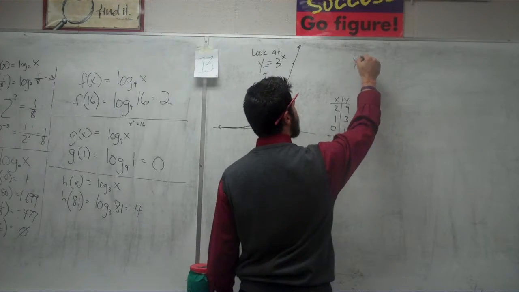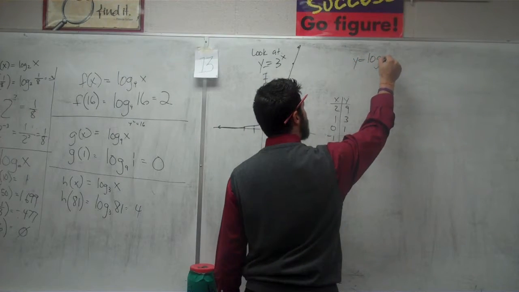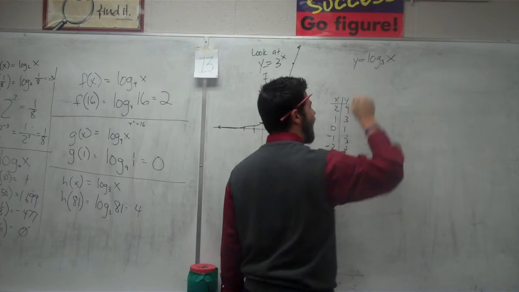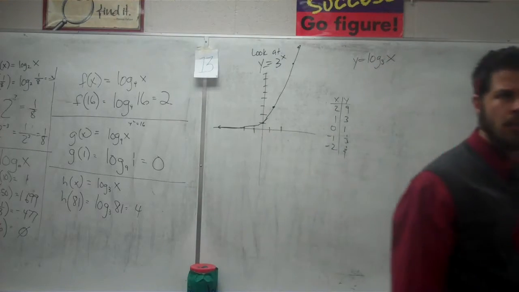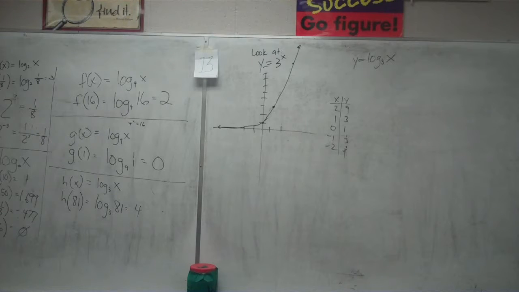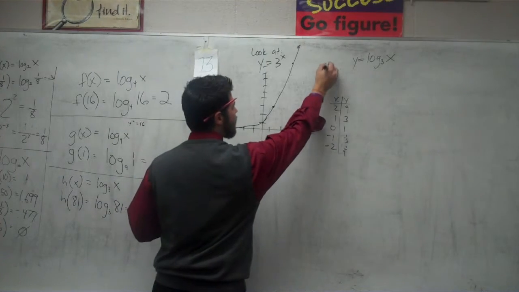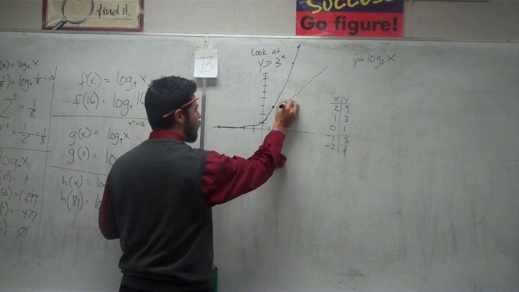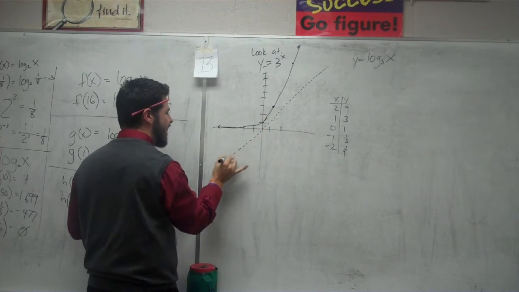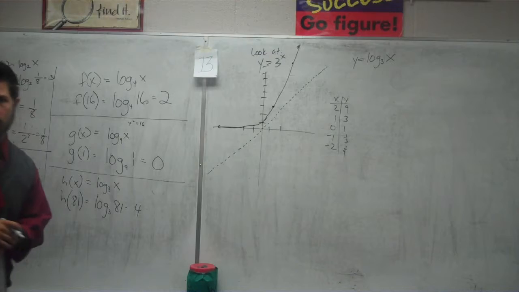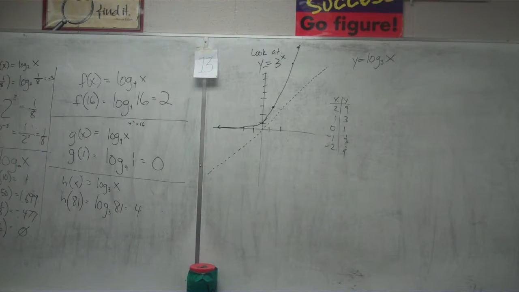What does log base 3 of x look like? I want to put it on the same graph. What is it going to look like? I want you to take this diagonal line through 1, 1, and 2, 2, and 3, 3, and 4, 4, and 10, 10, and negative 7, and 0, 0. It's called the y equals x line. That line crosses the origin at 45 degrees if your window is the same on the x and y axis.